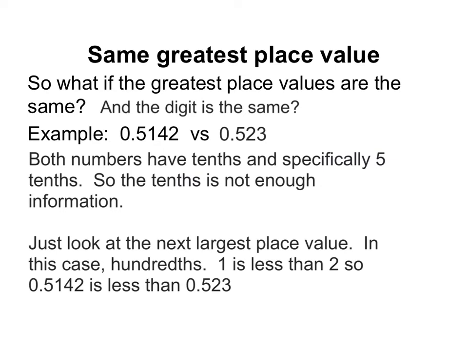So what if the greatest place values are the same and that digit is the same? So now I have 5 tenths and 5 tenths. Well, that by itself is not enough information. So we have to go and look at the smaller pieces. In this case, we'll just go one place over. That's what we're always going to do, actually. And we're going to compare the hundredths. I have the same number of tenths, so let's go to the hundredths place. I have a 1 in the hundredths place. I have a 2 in the hundredths place. So the 2 in the hundredths place is going to make that number bigger.